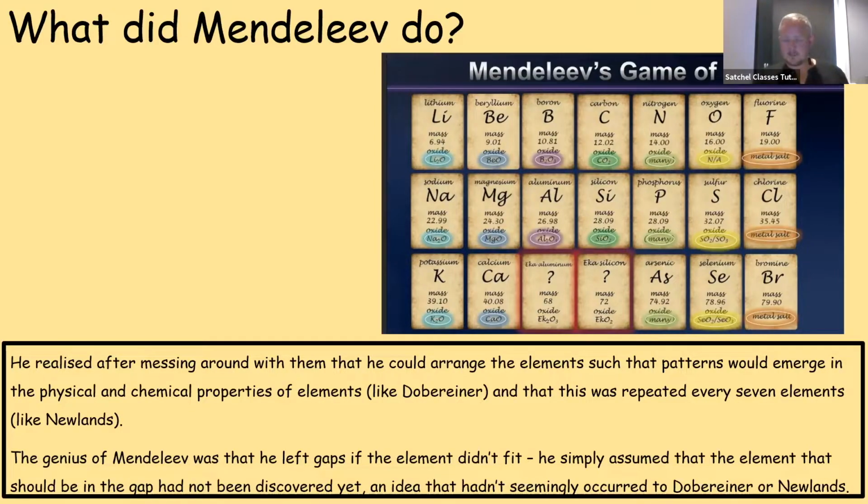The genius of Mendeleev was that, unlike the rest, he left gaps if the element didn't fit. He basically simply assumed that if an element should be in the gap and hadn't been discovered yet, he would leave the gap there for it. It was an idea that hadn't seemingly occurred to De Bruyne or Newlands.